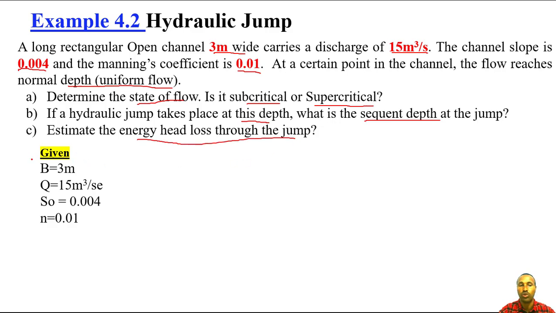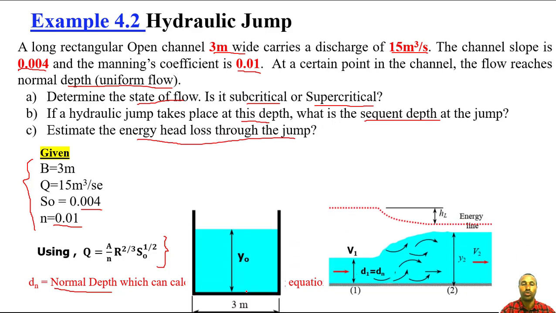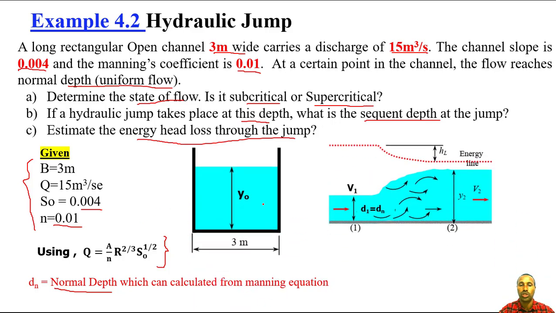So given parameters, you have the bottom width of the channel, which is 3 meters, and discharge is 15 cubic meters per second, and bed slope given 0.001. Then Manning roughness is also given. So from this, you have the Manning equation. Using the Manning equation, where dn is the normal depth of the channel, you can calculate the normal depth. So this is just a cross section of the channel, and this is the alignment or section of the hydraulic jump.